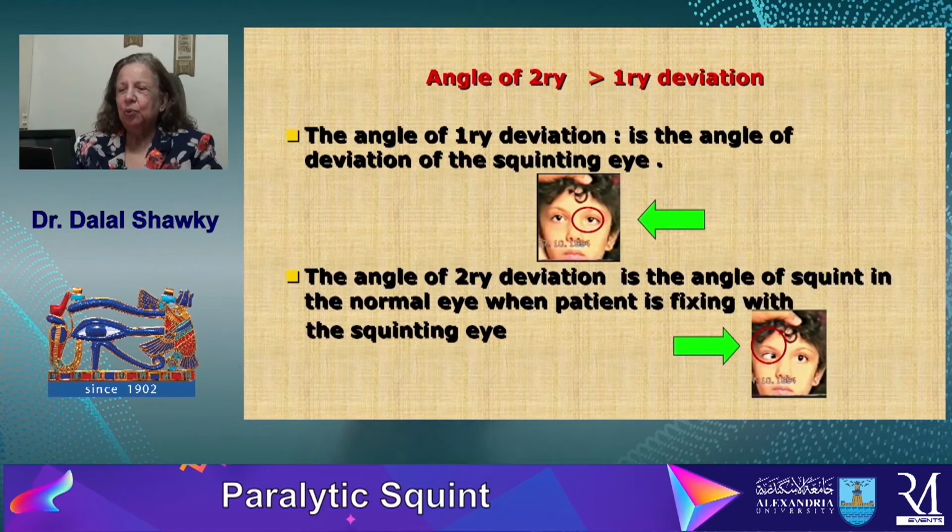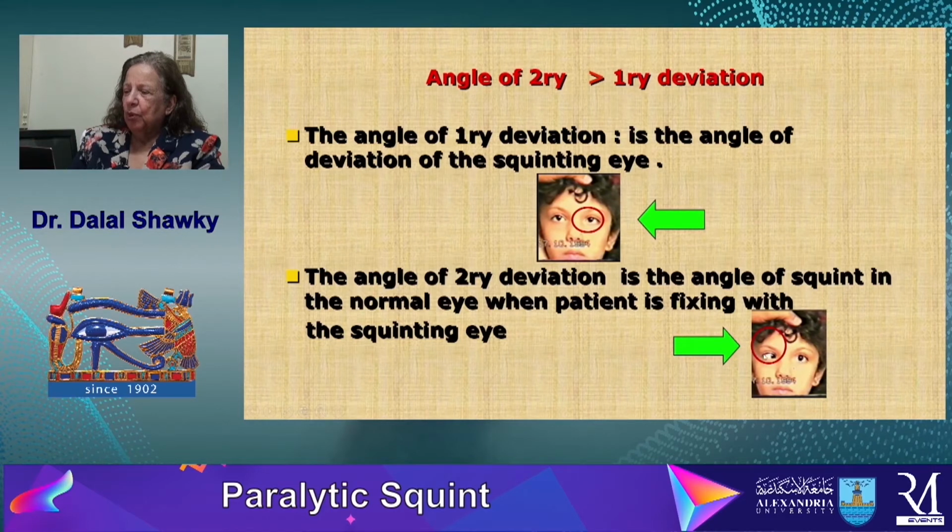Now to explain to you the angle of secondary deviation and angle of primary deviation. The angle of primary deviation is the angle of deviation of the squinting eye when the normal eye is fixing. Here is the angle of secondary deviation. Note the amount of deviation in this eye. Now, the angle of secondary deviation. What is the angle of secondary deviation? It is the angle of deviation or angle of squint of the normal eye when the patient is fixing with the squinting eye.